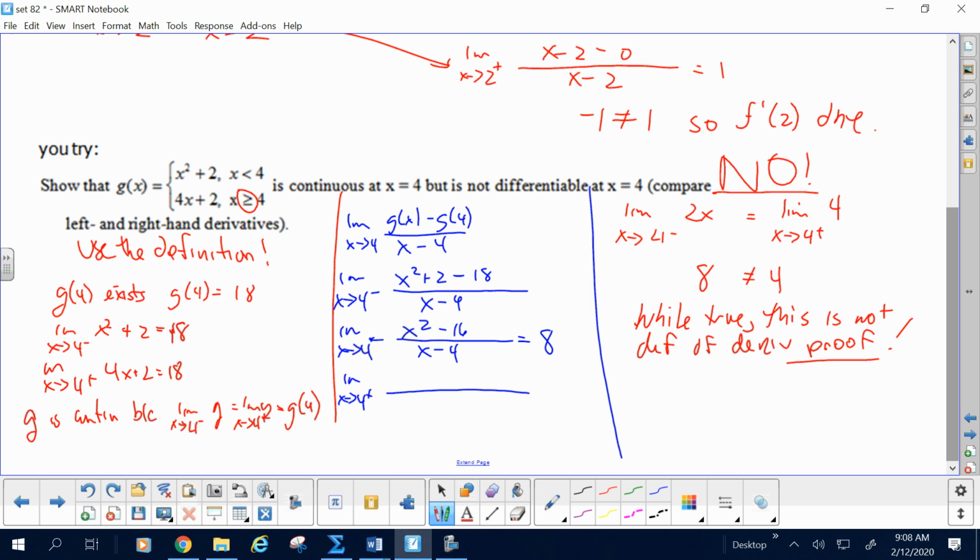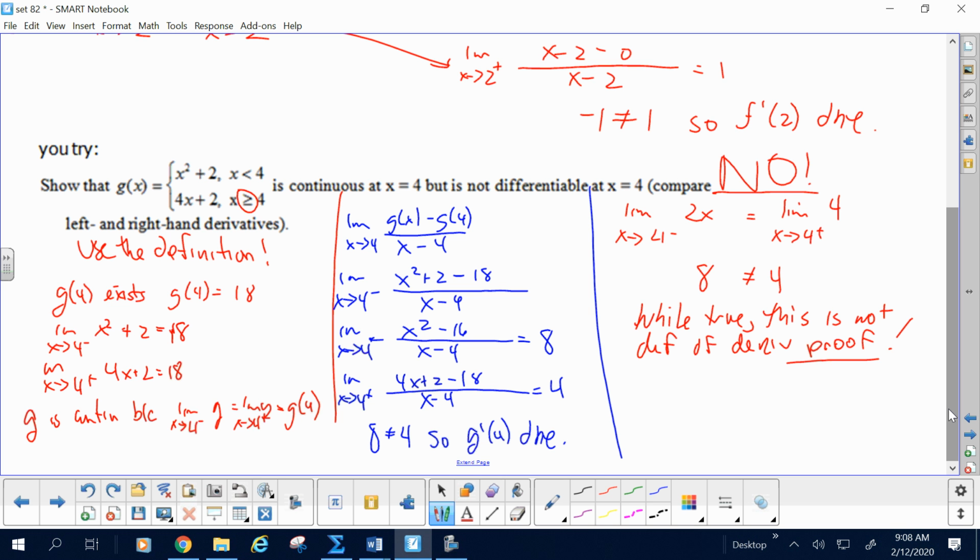Now g of x will be replaced by 4x plus 2 minus g of 4, which is still 18, over x minus 4. That works out to be 4x minus 16. That's 0 over 0. How do you do the algebra there? Factor out a 4 and divide. When you factor out a 4 and divide, what's the slope? 4. Now, with that proof, it's obvious that the one-sided slope calculations are not the same, and therefore g prime at 4 does not exist. That's what it should look like.